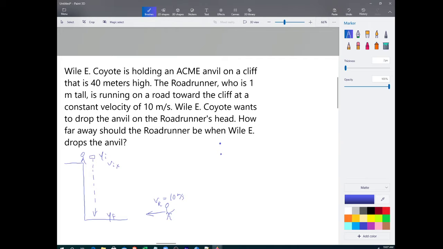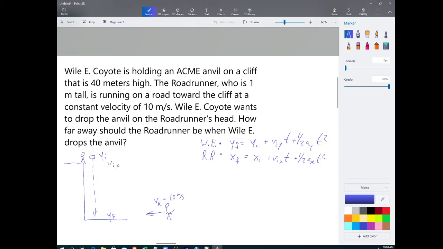First of all, when I look at Wile E., his equation is 100% in the y direction. Let's just rewrite that because it's getting a little bit sloppy. yf equals yi plus viy t plus 1/2 ay t squared. When I look at the Roadrunner, his is in the x direction: xi plus vix t plus 1/2 ax t squared.